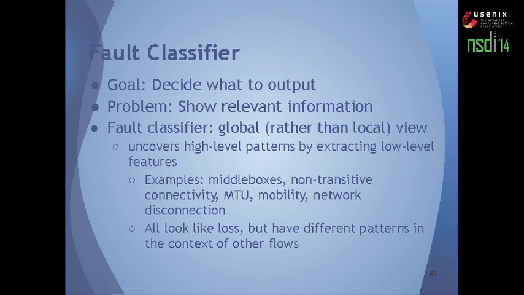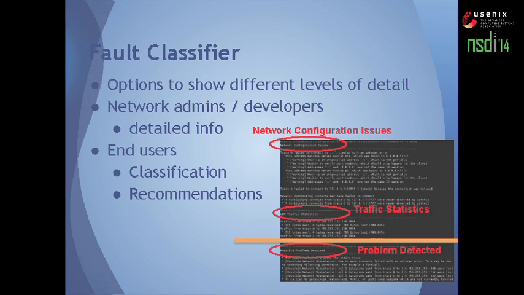So what the fault classifier does is look at patterns of misbehavior within the application traces and try to use those to understand if there's some higher level property at work. For example, if you have loss, it could be non-transitive connectivity, it could be an MTU issue, or a node moved from one place to another. It can be all sorts of different issues, and they all look like loss, but they're different patterns of loss. So the fault classifier looks at loss across multiple different flows and state within the whole system and uses this to figure out what sort of information is useful to a network debugger or to an end user.